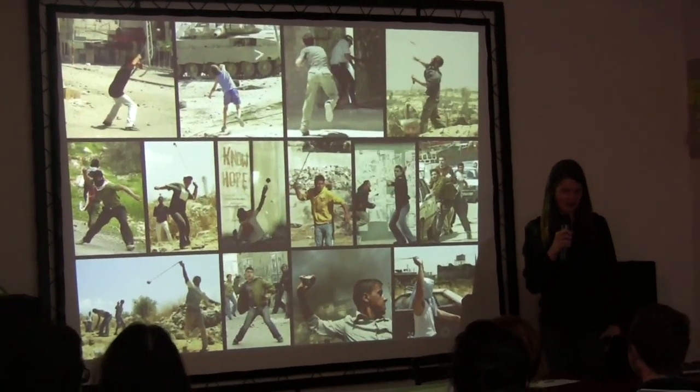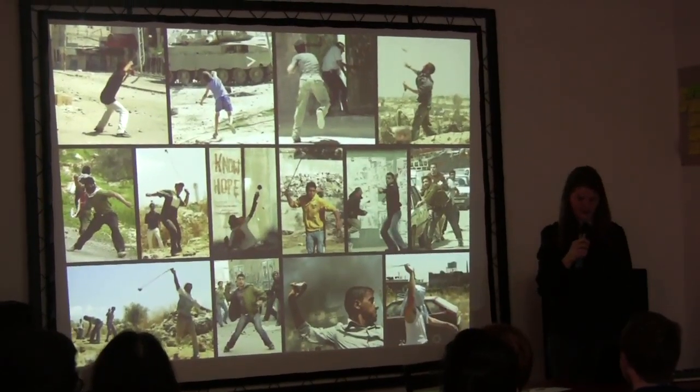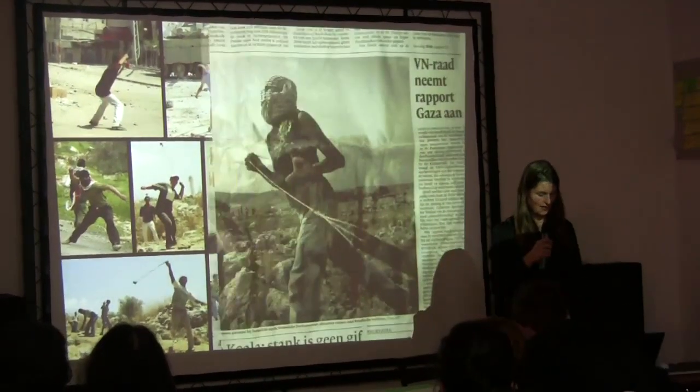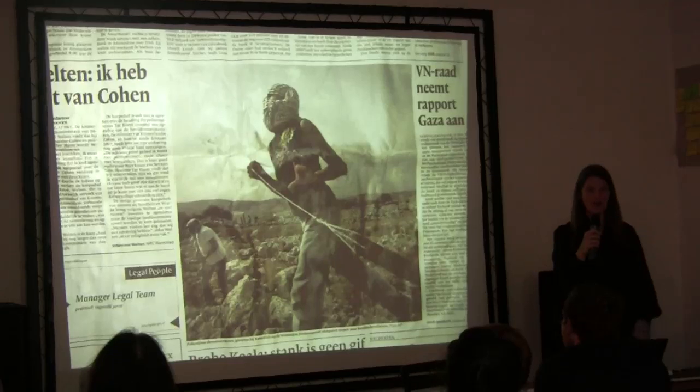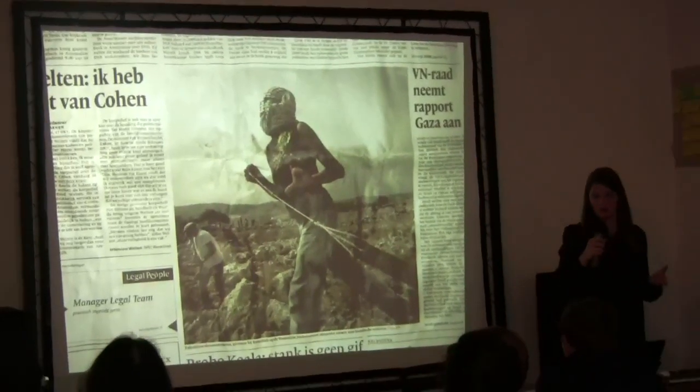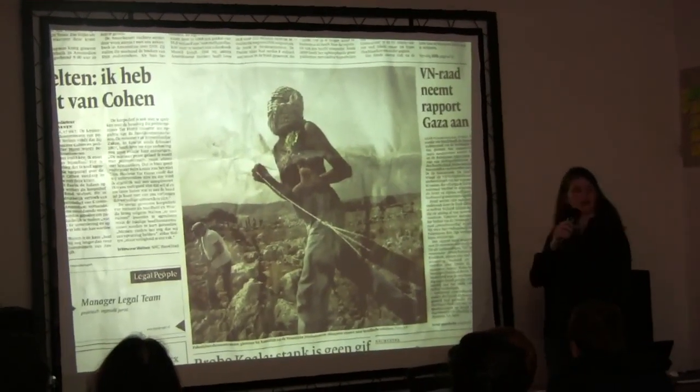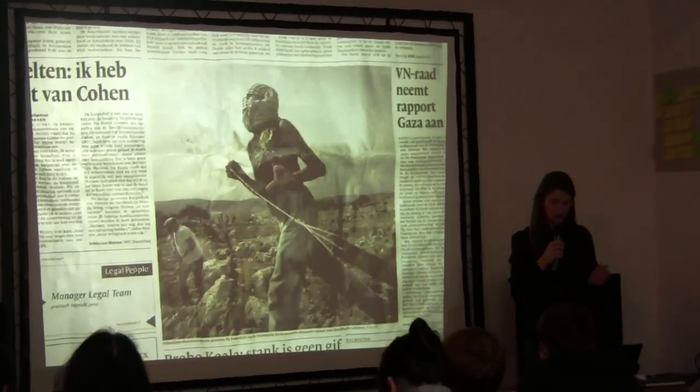But somehow, in the media, this image is a really strong image. So strong that here's the Dutch newspaper, the NRC Handelsblad, which I think is, of the existing newspapers, the best newspaper in the Netherlands and the most nuanced.